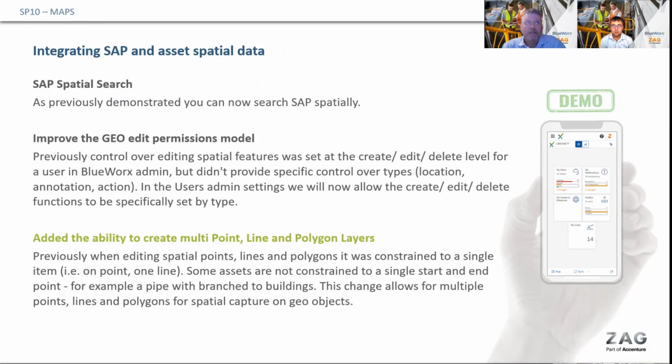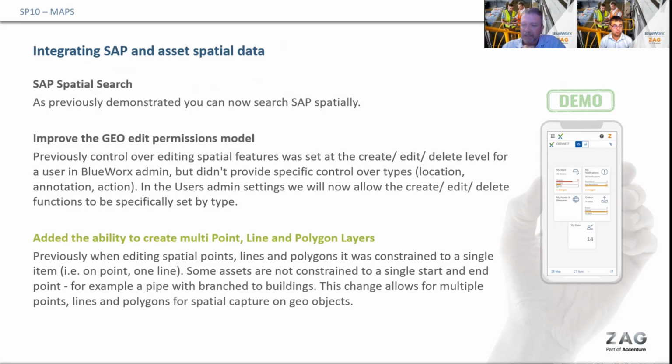So this one is around the maps area, and the first thing is that we've already covered this, but just reiterating it, that we can now search SAP spatially on demand. So that's quite important. We've also improved the geospatial edit permissions against a user record.